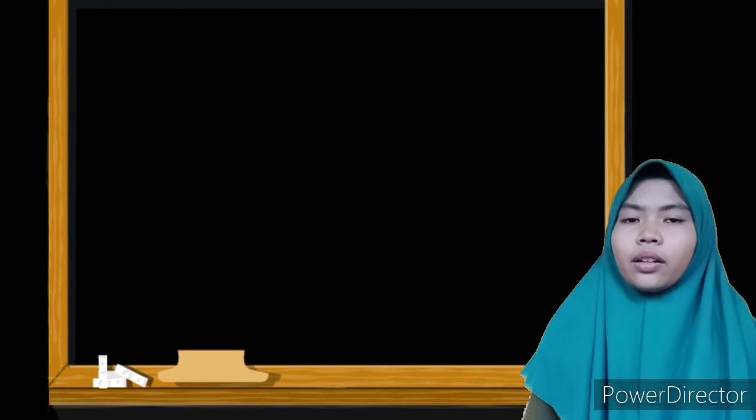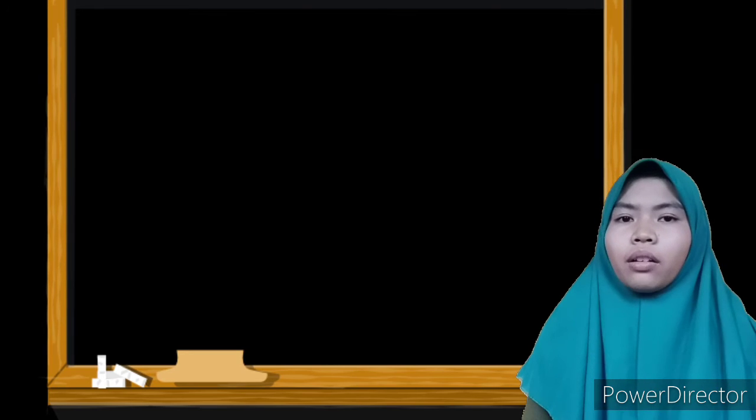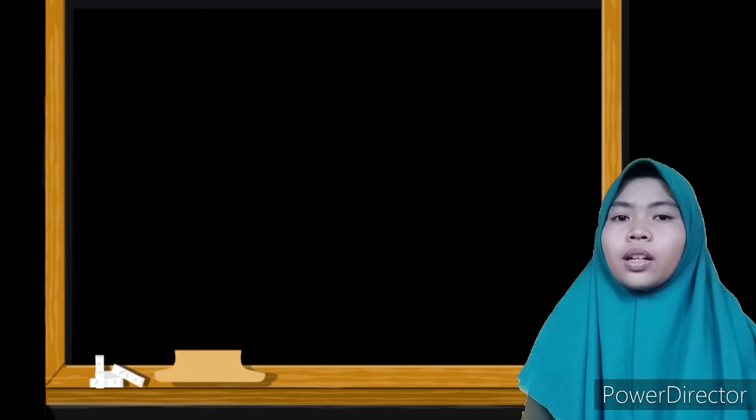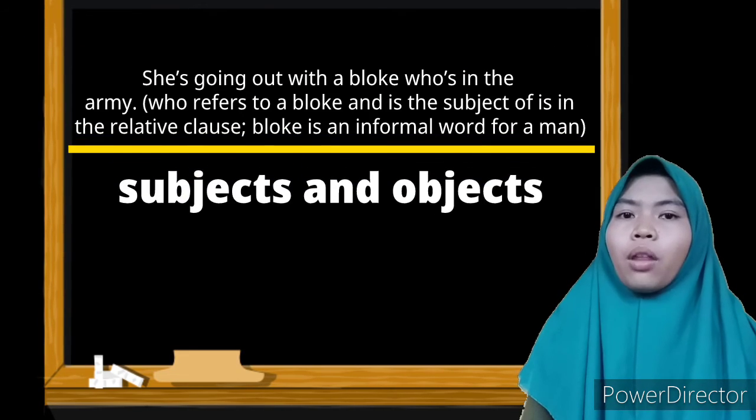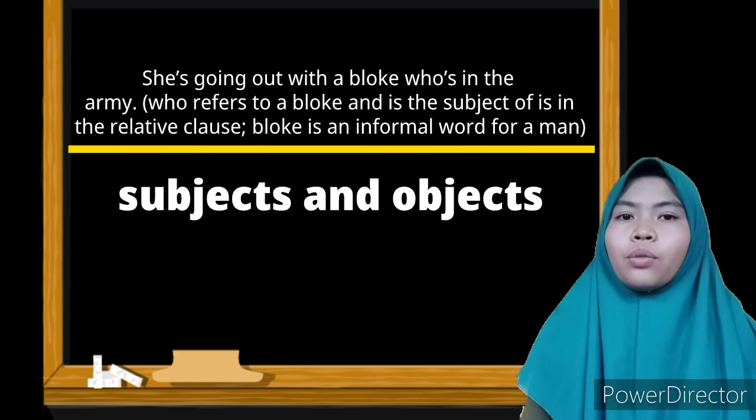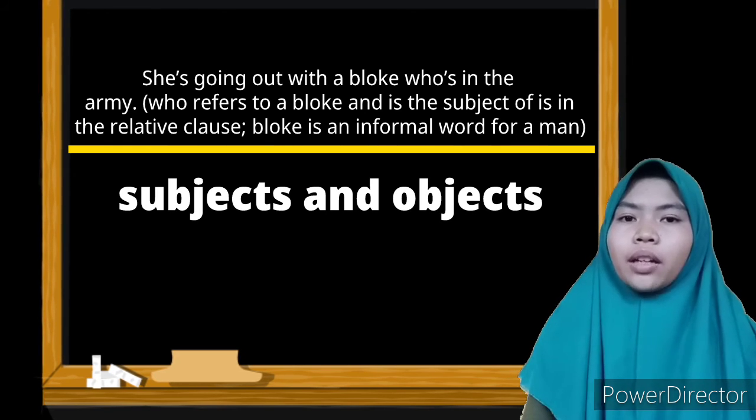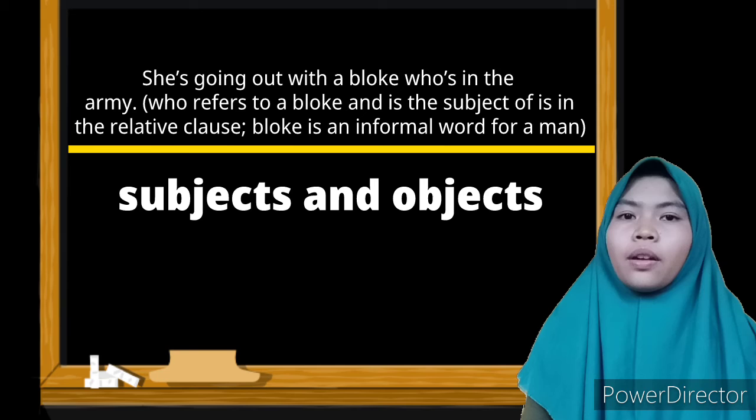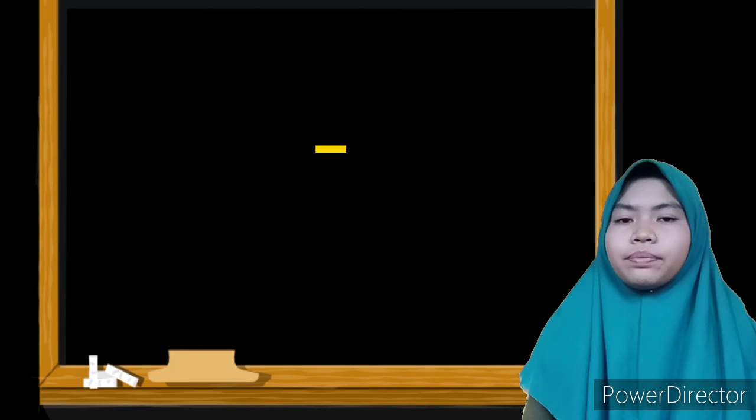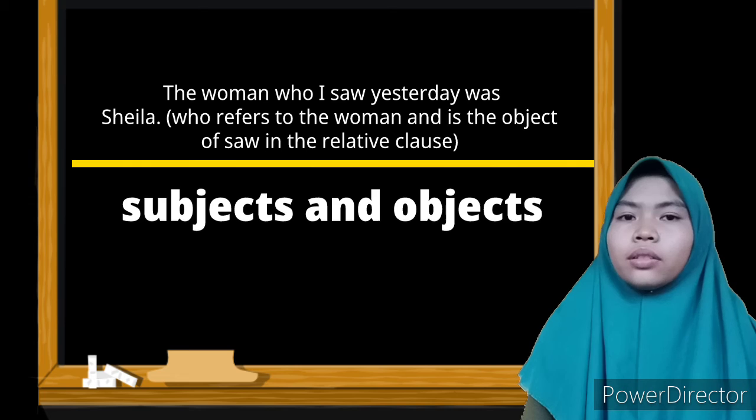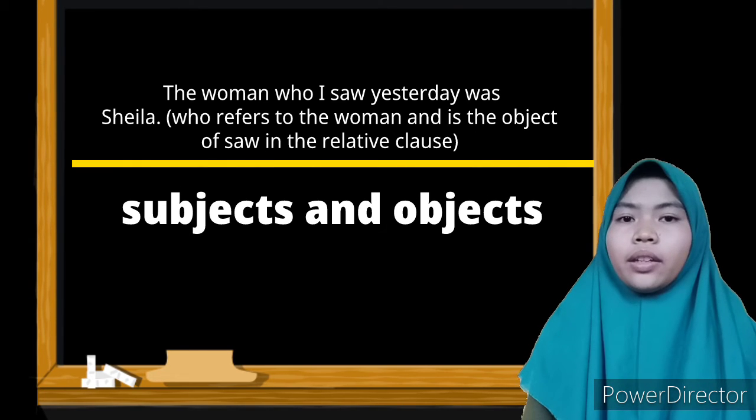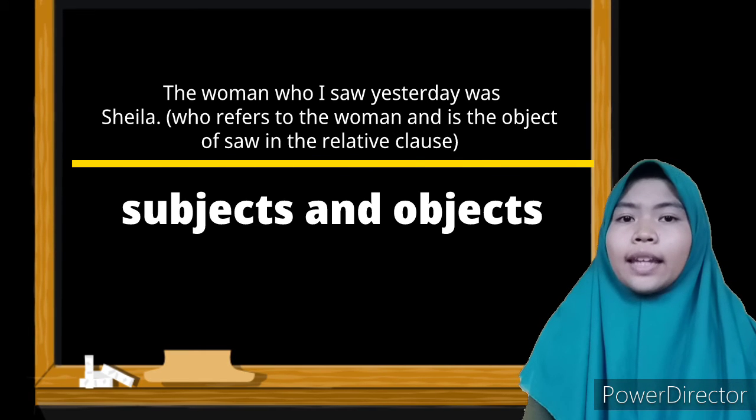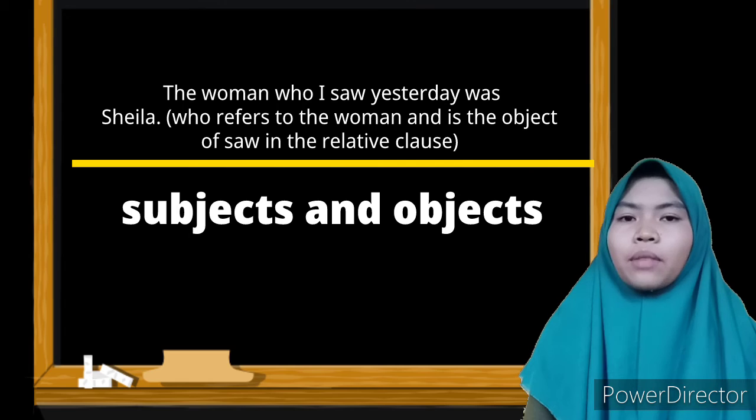Subject and object. Who can act as the subject or the object of the relative clause. She's going out with a bloke who's in the army. Who refers to a bloke and is the subject of the relative clause. Bloke is an informal word for a man. The woman who I saw yesterday was Sheila. Who refers to the woman and is the object of saw in the relative clause.